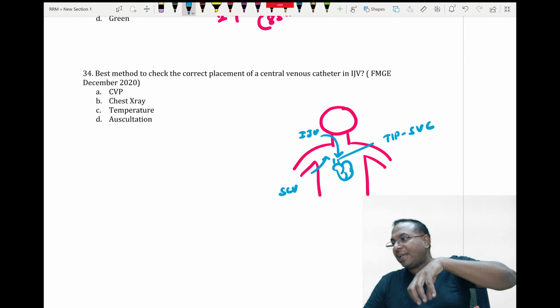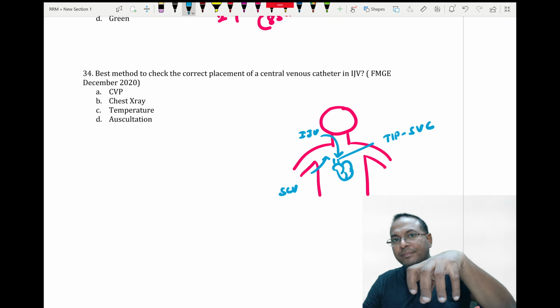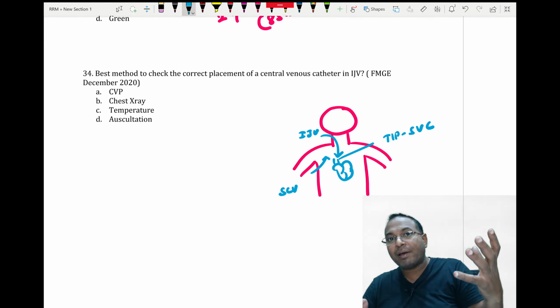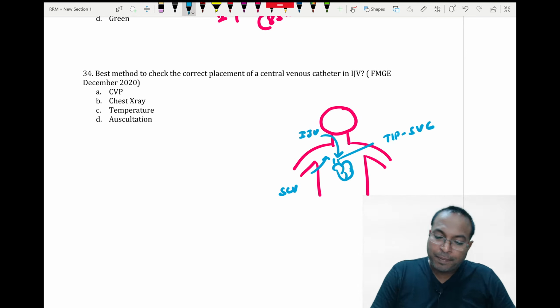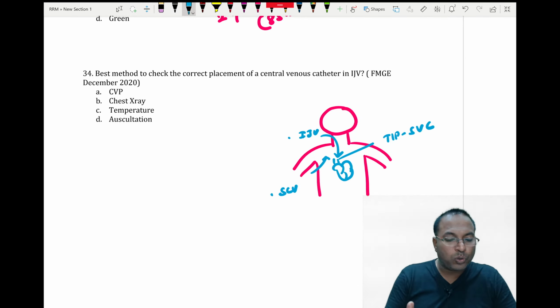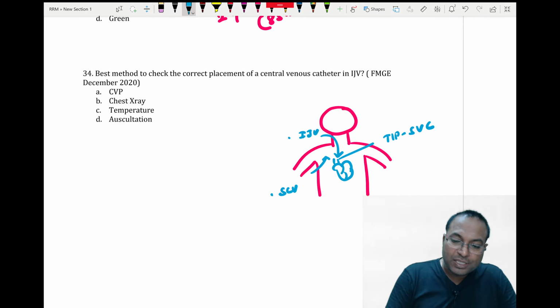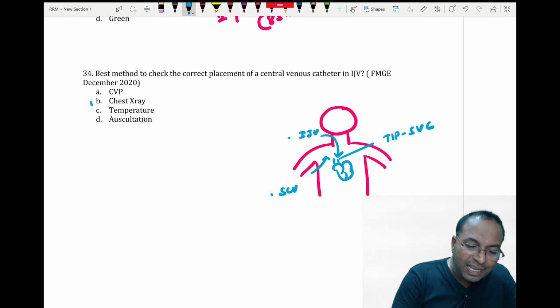If it is in the right atrium, patient may develop thrombosis. So please remember, IJV and subclavian vein are the two veins we put in. The tip should be in the SVC, which is confirmed best by taking an X-ray chest.